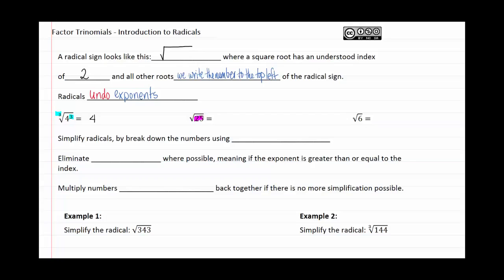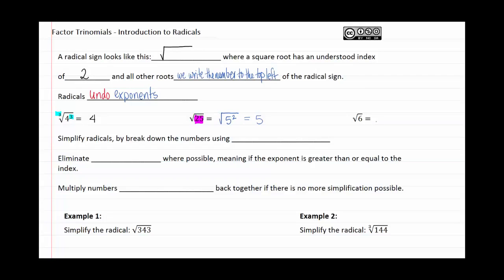Let's take a look at the next example, 25. 25 is a perfect square, so we know we could write this as the square root of 5 squared. Notice that again, we don't have the index, the 2, written here, but it's understood to be there. Because of that, we can write this as 5 because the exponent and the index undo each other.